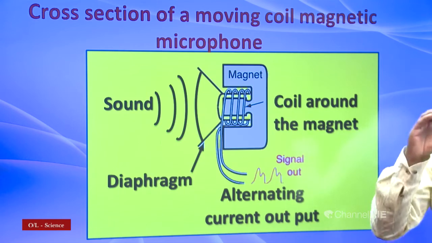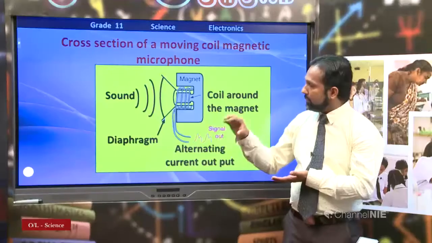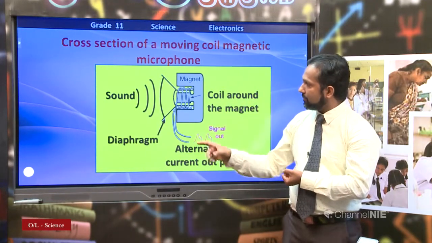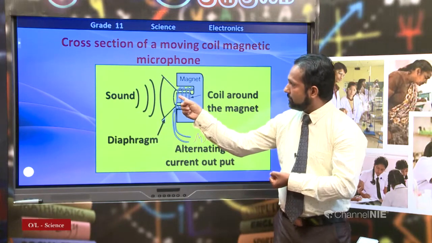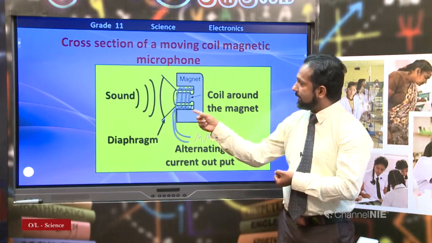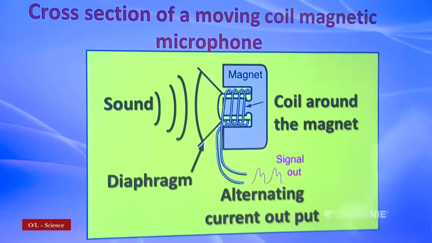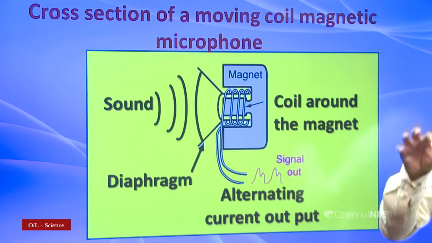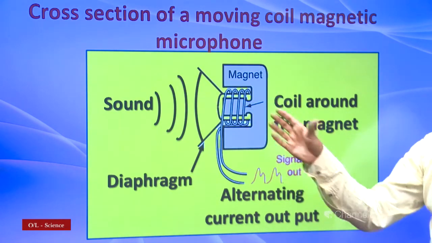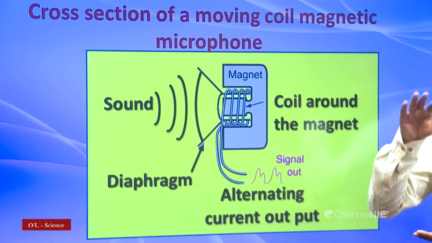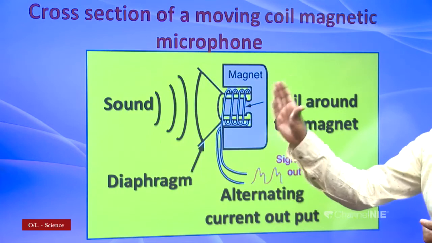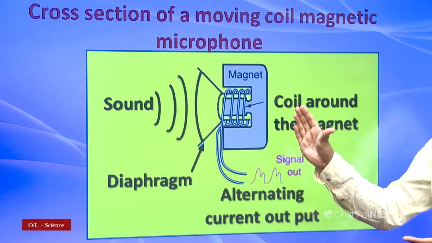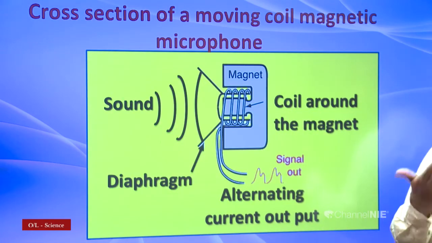When talking to the microphone, the diaphragm inside the microphone gets vibrated. Then the diaphragm is connected to the light weighted copper coil. So what happened? Because of the sound waves, the diaphragm gets vibrated. When the diaphragm gets vibrated, the moving coil gets vibrated. When the moving coil gets vibrated, an induced electromotive force is generated.